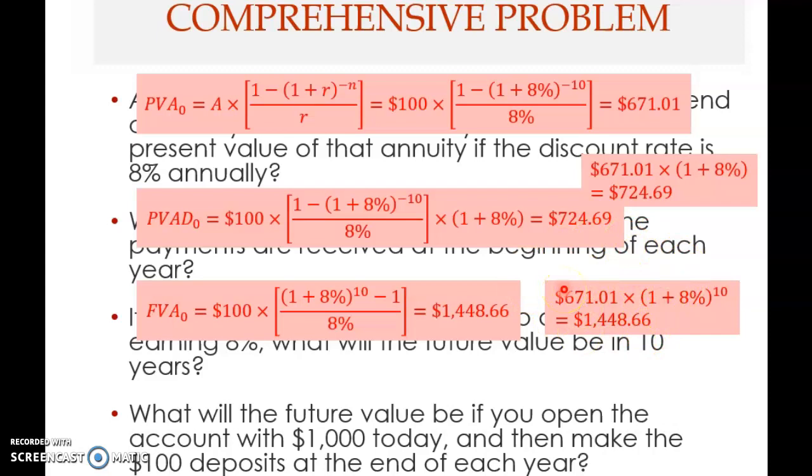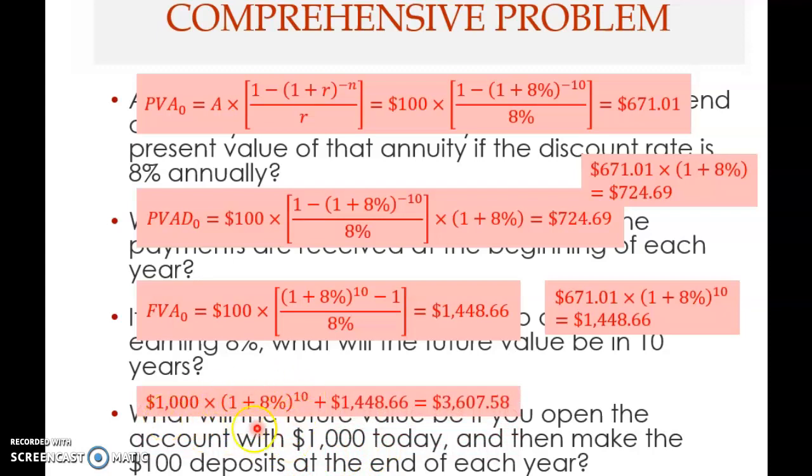Then we come to the last part. What will the future value be if you open the account with $1,000 today, and then make the $100 deposits at the end of each year? It will be similar to this, but you have another payment here, the 1,000 that you pay today. So this 1,000 must be compounded at 8% over 10 years. So 1,000 multiplied by 1 plus 8% raised to the power of 10. This is one part, plus this value here. So you get $3,607.58. This is one way of doing this.